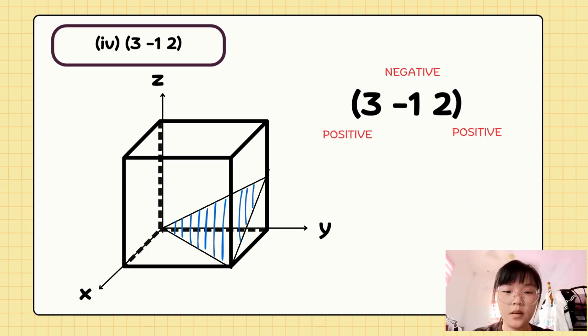To draw the Miller index 3, minus 1, 2, first take the reciprocal of these numbers to get the intercepts on the x, y, and z axes. Mark the point at positive 1 on x, negative 1/3 on y, and positive 2 over 3 on z. Then connect these points to form the plane representing the 3, minus 1, 2 crystal face.